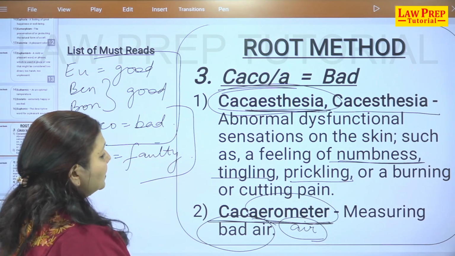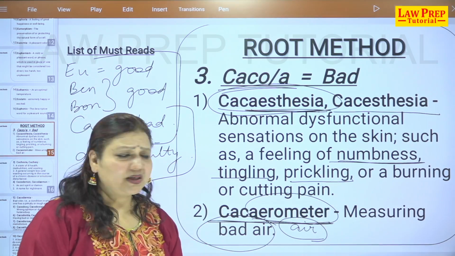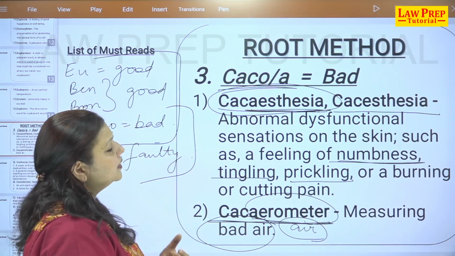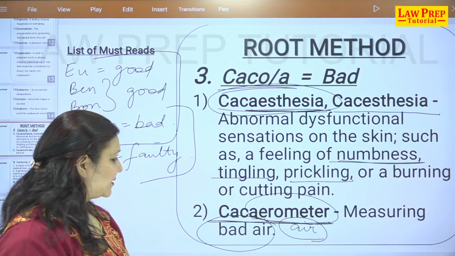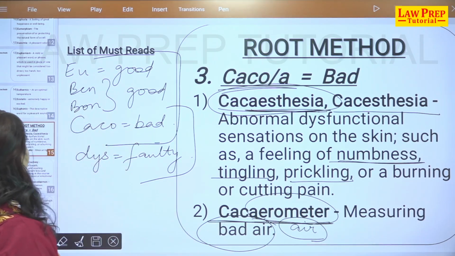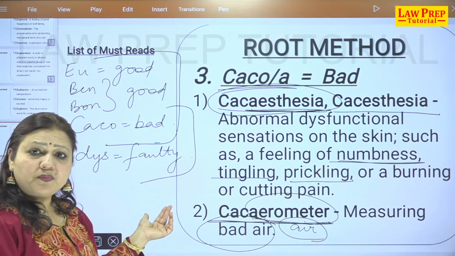Let's make up a sentence with this. He used the cacometer to measure the bad air. Cacesthesia, so she consulted a dermatologist. Okay, moving on to our next word. Noted down the roots here, I hope so.